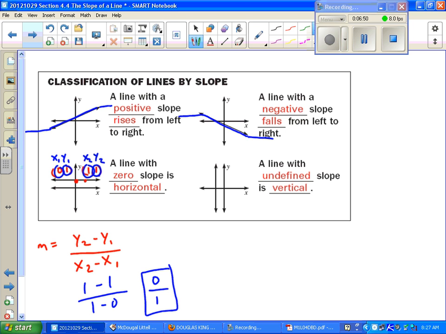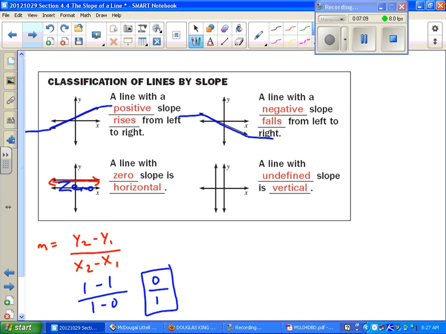Another way you can look at it, I'm going to erase this part just for a second. Another way you can look at it is if you have a line going this way as a slope, you can write the word 0 with it. You can write 0. That's another way for you to remember that it is a 0 slope.